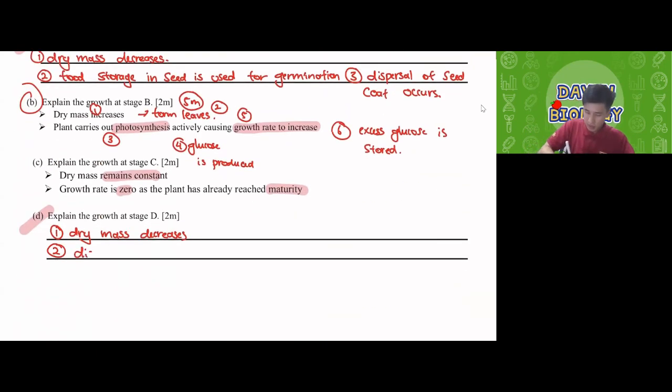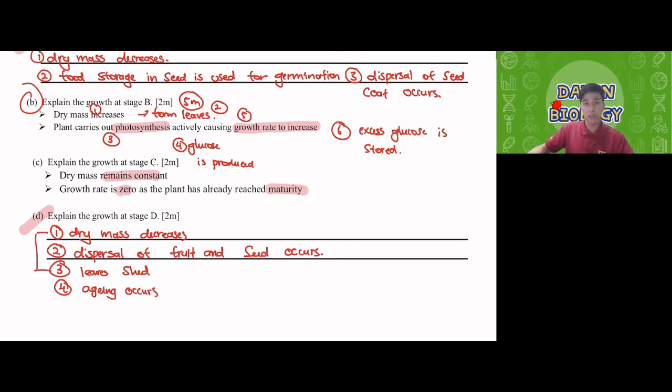So dispersal of fruit and seed occurs. And then when you say leaves shed. Then you can say aging occurs, but usually these three will be more than enough.